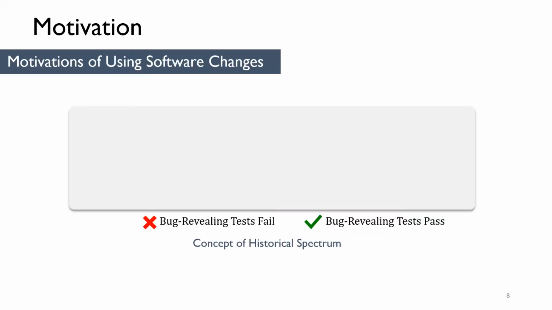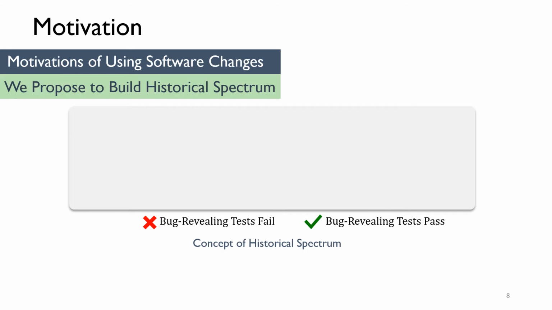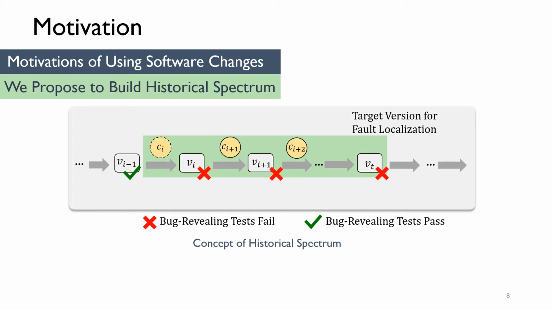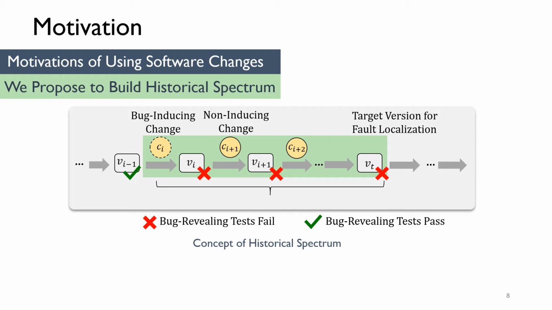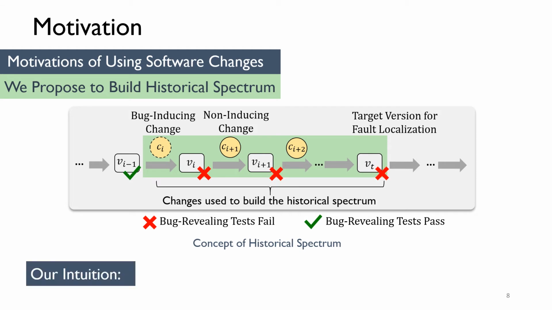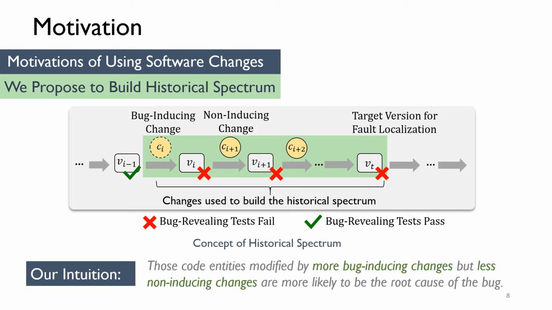Therefore, it motivates us to leverage the information of version histories, especially the bug-inducing commits, to design better fault localization techniques. Based on these observations, we propose to build the historical spectrum along the version history. Suppose VT is the target version for fault localization. We first identify the bug-inducing change, which is a change that introduced the bug, and from which the bug-revealing test starts to fail. We also identify other non-inducing changes and then build the historical spectrum. Our basic intuition is that those code entities modified by more bug-inducing changes but fewer non-inducing changes are more likely to be the root cause of the bug.